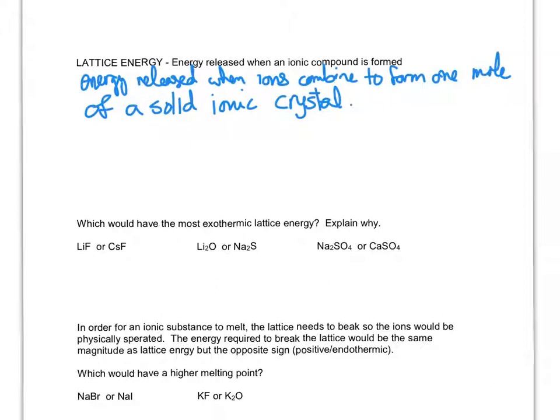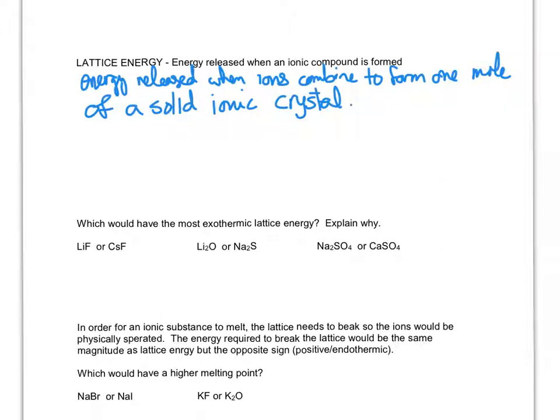So we said that lattice energy is the energy that's released when an ionic compound is formed. And again, here's my definition that I prefer. It's the energy that's released when the ions combine to form 1 mole of a solid ionic crystal. So we've already had our cation form, our anion form. We're just putting them together to make it into a solid crystal. So let's talk about what would make this energy that's released higher or lower. What changes the magnitude of this energy that's released.